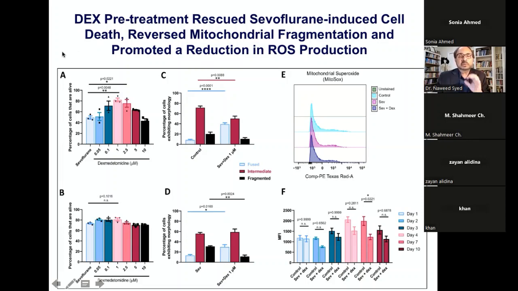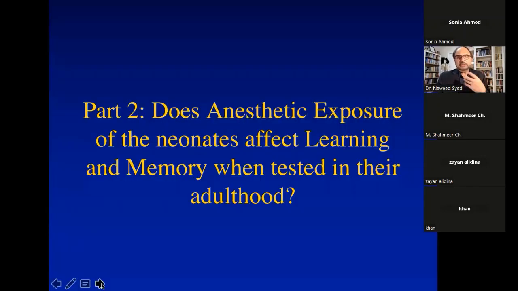Dex pre-treatment can rescue sevoflurane-induced cell death and also reverse mitochondrial fragmentation. So this was really interesting and exciting, that now you have a mechanism or a tool that could mitigate sevoflurane-induced cytotoxicity. So the next question was, does anesthetic exposure of the neonates affect learning and memory when tested in their adulthood?